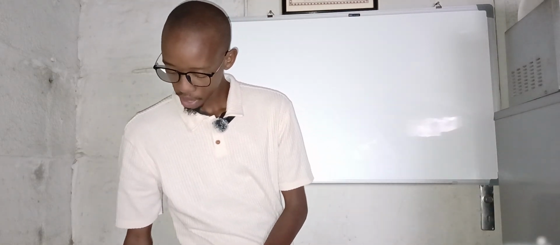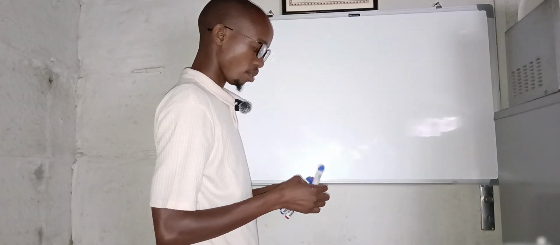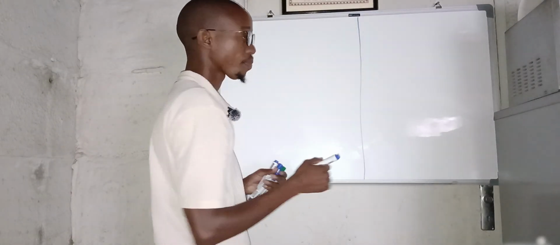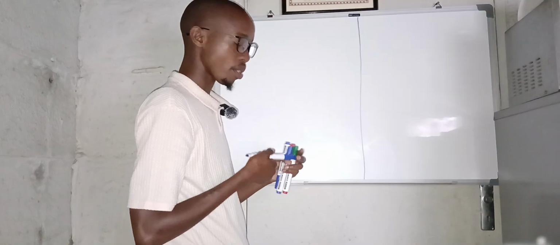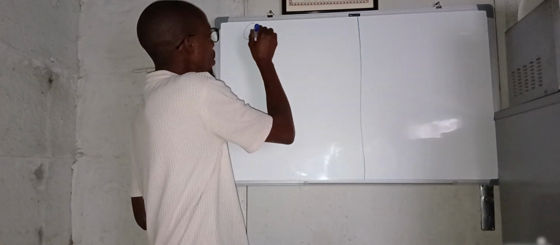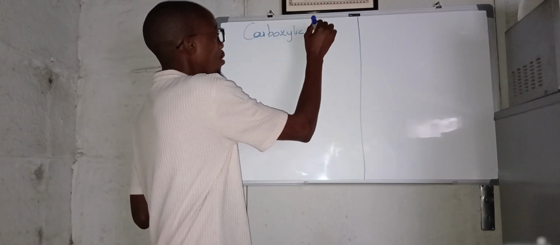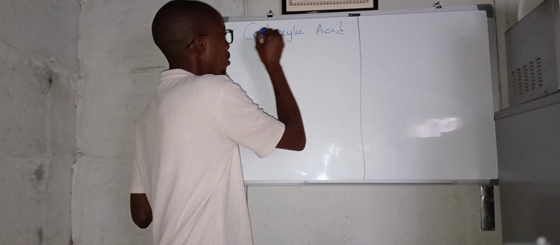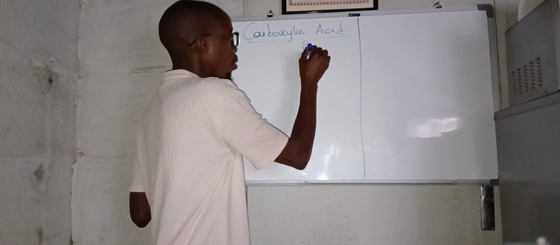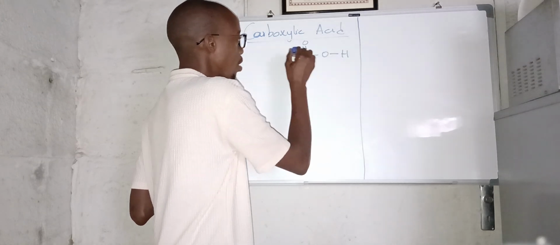So carboxylic acid behaves similarly, it has similar traits with aldehyde, because its functional group is always on the first carbon. So carboxylic acid, its functional group is C double bond O, bonded to another O and then an H.